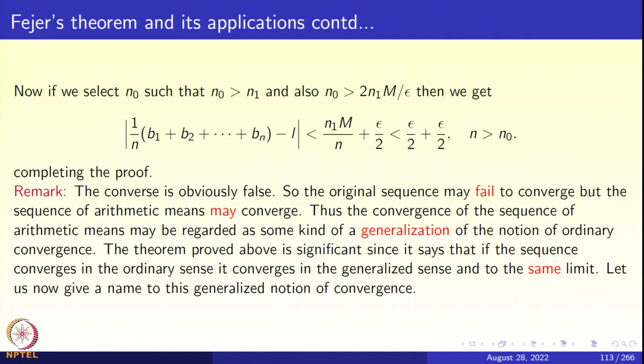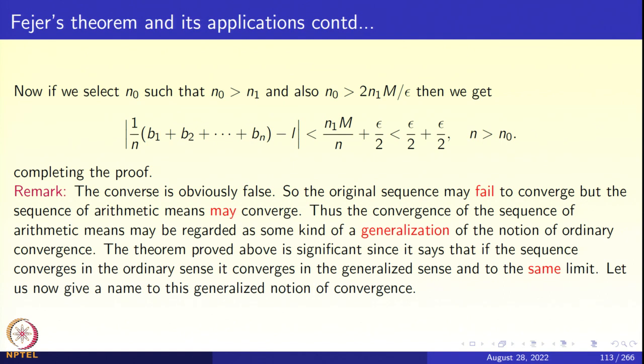So the convergence of a sequence of arithmetic means may be regarded as a generalization of the notion of ordinary convergence. Namely, if a sequence bn converges to L, then the sequence of arithmetic means also converges to L. On the other hand, if a sequence doesn't converge at all, the averages may still converge. So let us say that a sequence bn converges in a generalized sense if 1 upon n times (b1 plus b2 plus ... plus bn) converges to L. What the theorem that we have proved now says is that ordinary convergence implies generalized convergence. So it is indeed a widening of the notion of convergence.